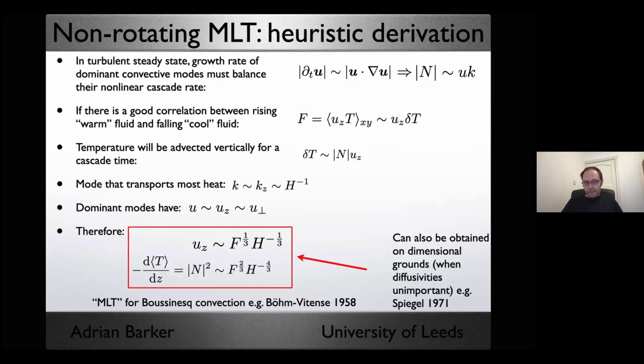And there isn't an advantage to doing this beyond dimensional analysis without rotation, but there is when we include the rotation in this problem. So this is mixing length theory for Boussinesq convection. It differs from mixing length theory in stars because h in stars is really the pressure scale height or the density scale height, usually the pressure scale height. Whereas in our model, essentially the only length scale in the problem is the box size. So this is mixing length theory for Boussinesq convection.